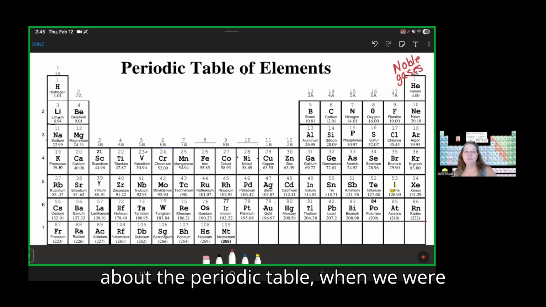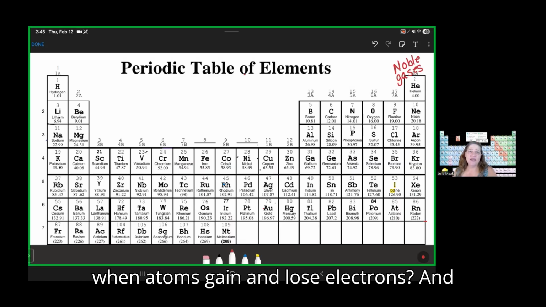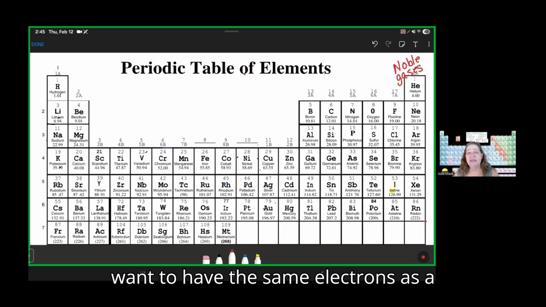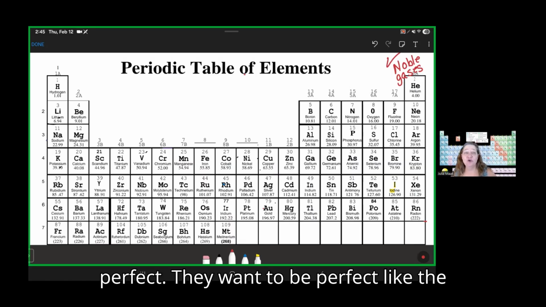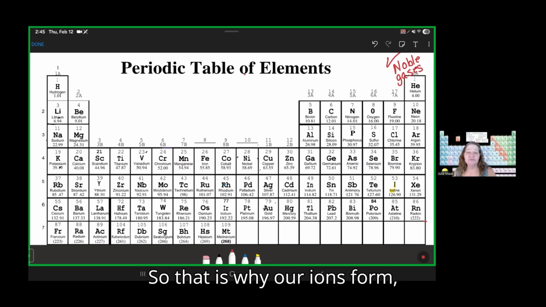Okay, so remember when we were talking about the periodic table, we were talking about when ions form and when atoms gain and lose electrons, and the whole reason for that is because they want to have the same electrons as a noble gas. Okay, because noble gases are perfect. They want to be perfect like the king. They want to be the nobility. Okay, so that is why our ions form.